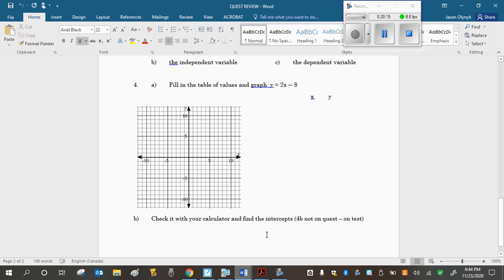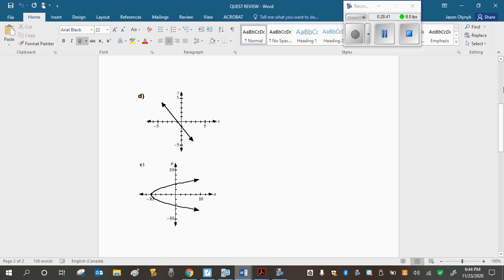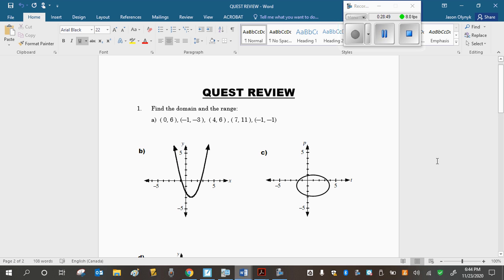And graph it. And then I do have another question for you on your calculator. I want you to graph this, and it should look just like yours. And find the x and y intercepts on your calculator as well. And that's not on the quest. Any graphing with the calculator will be on the test, not the quest. Okay, so what do you need for that? Maybe 25 minutes, I would say, and then 20-ish minutes to correct. Good luck to ya. We'll correct in a bit.